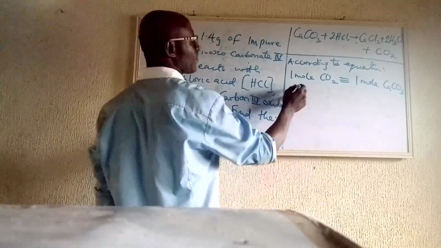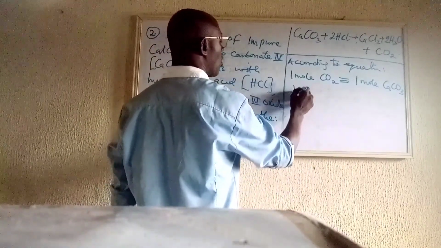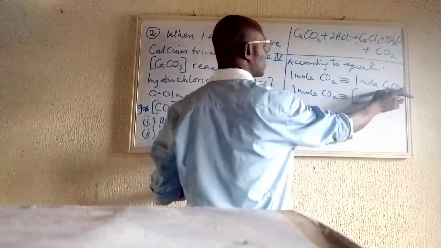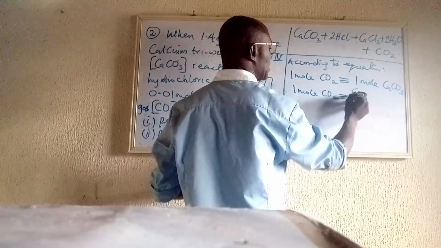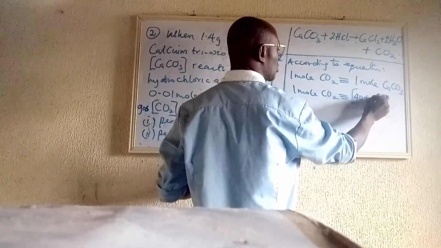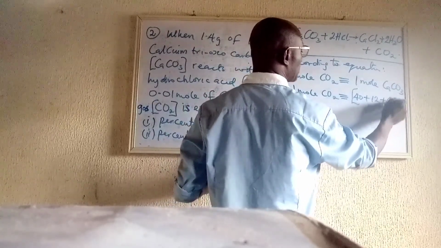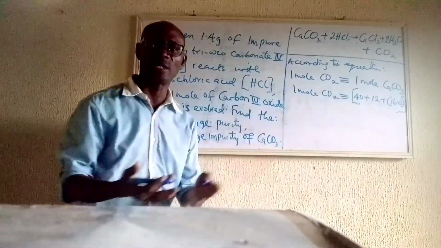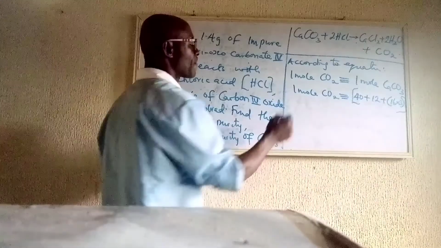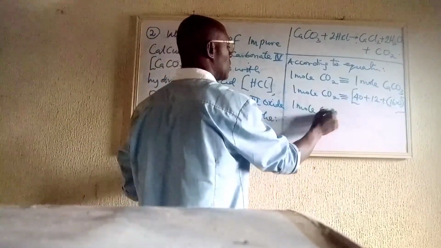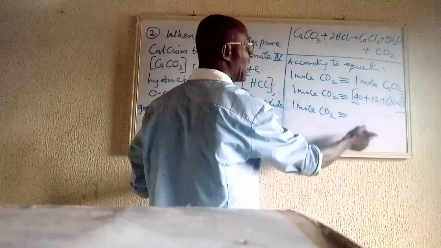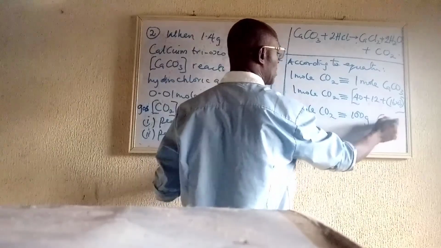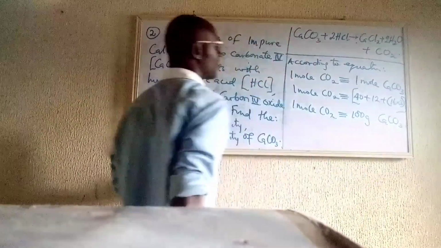Therefore, 1 mole CO2 will be produced by... I will find the relative molecular mass of this. That will be 40 plus 12 plus 16 times 3. These are the atomic masses of the constituent elements. So I'm going to add everything together. 1 mole CO2 is produced by the addition of this, which will give me 100 grams of calcium trioxocarbonate(IV).